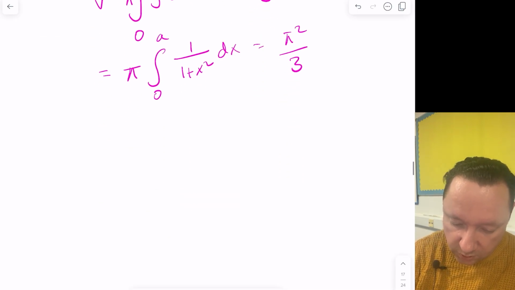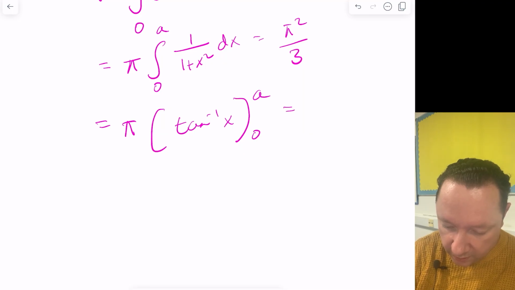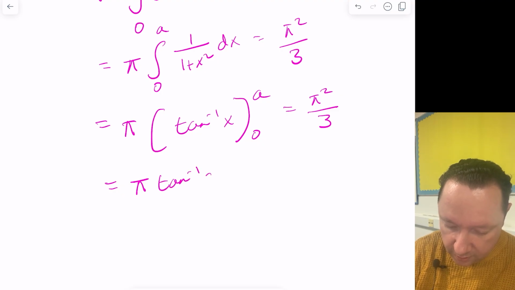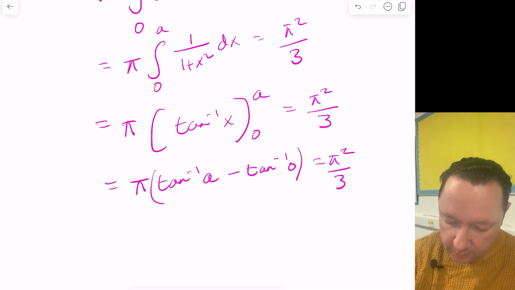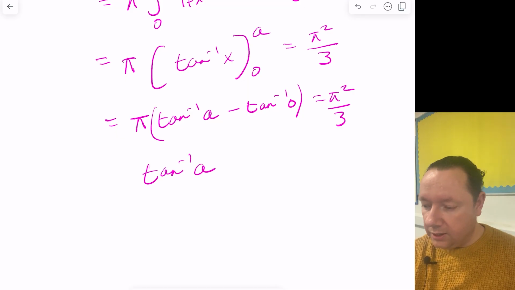So that becomes pi times the inverse tan of x between 0 and a equals pi squared over 3. So that's pi times the inverse tan of a minus the inverse tan of 0 equals pi squared over 3. So you can eliminate a pi from both sides, and we get the inverse tan of a on this side, minus the inverse tan of 0, which is 0.